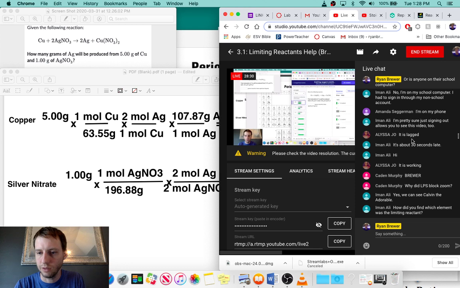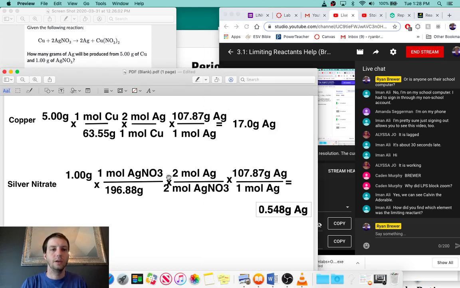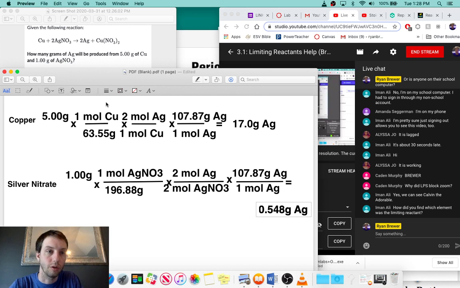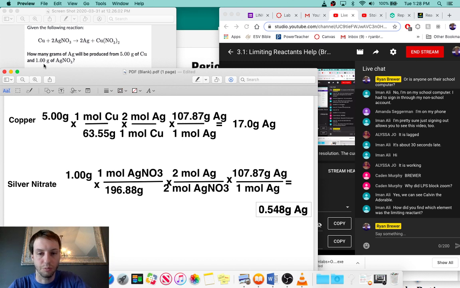How do you find which element was the limiting reactant? Great question. Of these 2 reactants, one of them is going to run out first. The way you find out is by solving for both. So you see how I solved for 5 grams of copper and 1 gram of silver nitrate. I solved both of these. And whichever one makes less, that one was your limiting reactant.